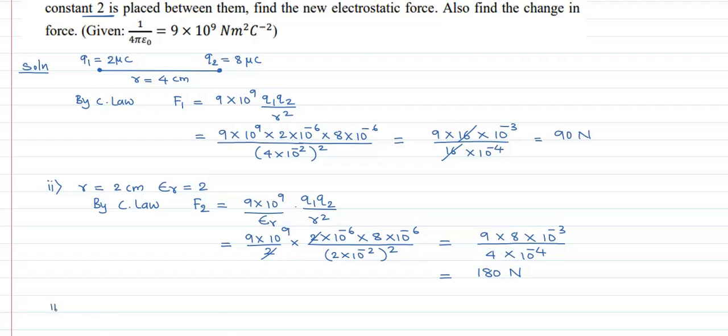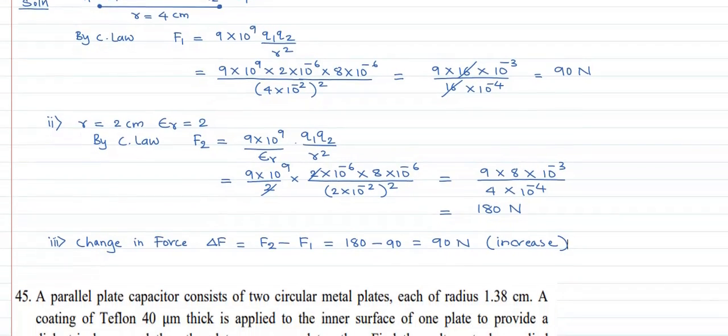So third, the change in force, I'll write it as delta F, that is nothing but F2 minus F1. So 180 minus 90, that is equal to 90 Newton, and the force has increased. So there is an increase in force. Clear, students? This is the first one.